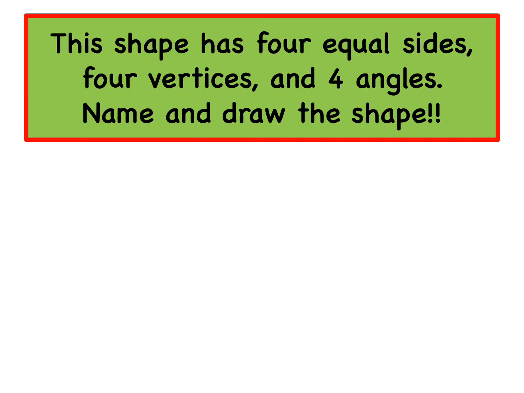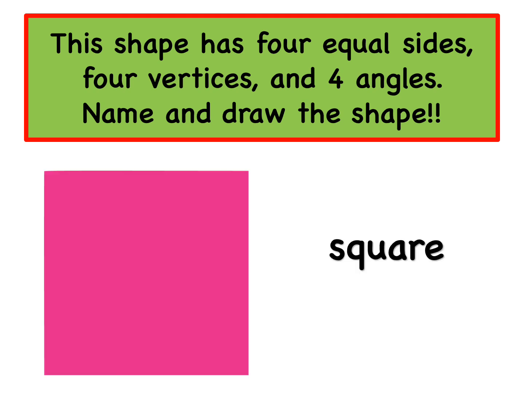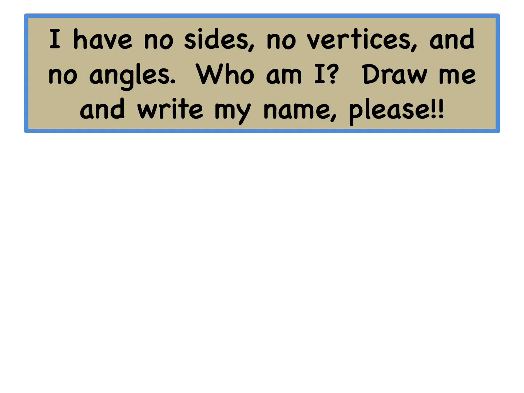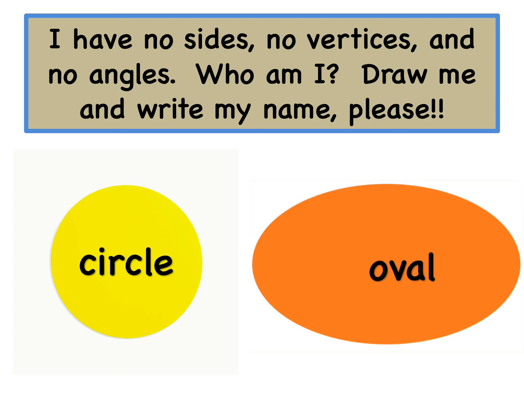Here's another one. This shape has 4 equal sides, 4 vertices, and 4 angles. Name and draw that shape. What's it called? A square. Very good. Here's your next one. I have no sides, no vertices, and no angles. Who am I? Draw me and say my name. You can write my name or say my name. Who am I? A circle or an oval.